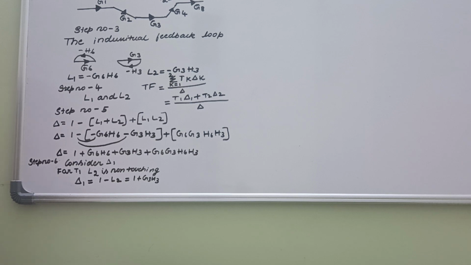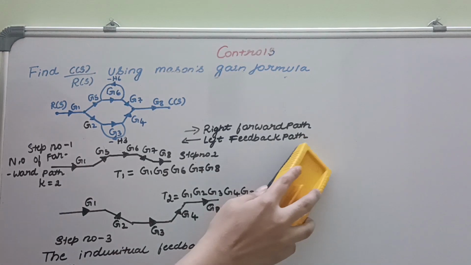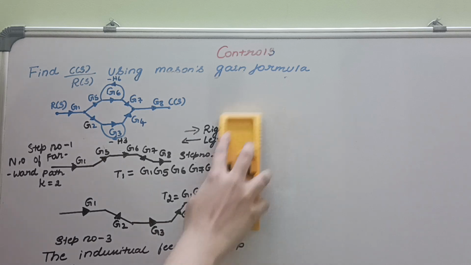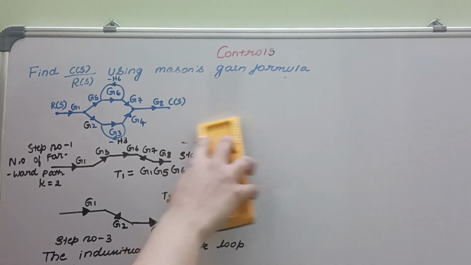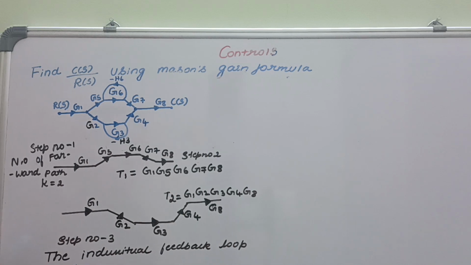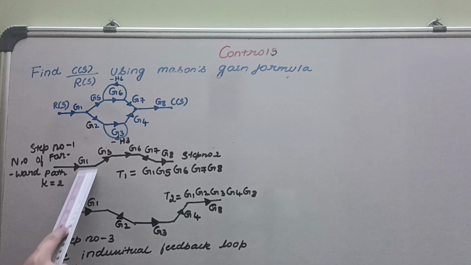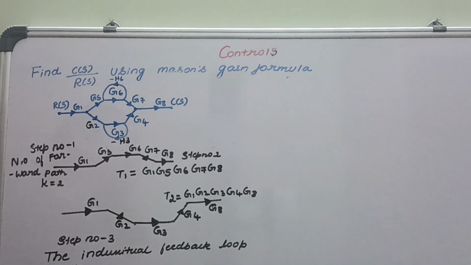Yes. So let me come to this particular. Just a minute. Yeah, let me erase this thing. I guess you got this thing. Okay. So now here, according to the diagram, this is my G1, correct? G1, G5, G6, G7 and G8 is my T1.